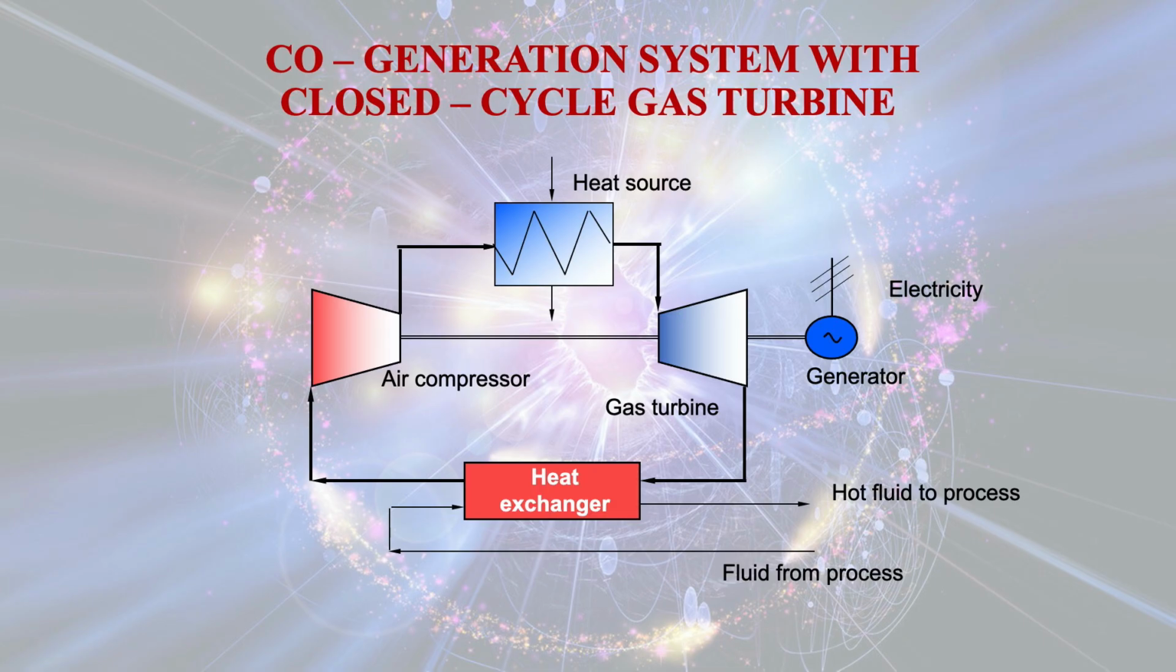The high temperature gases which come out from the gas turbine pass through the heat exchanger, and here the heat of the high temperature and low pressure gases is given out to the water which is being heated and sent back to the process. The air which comes out from the heat exchanger enters into the compressor, and that completes the cycle.